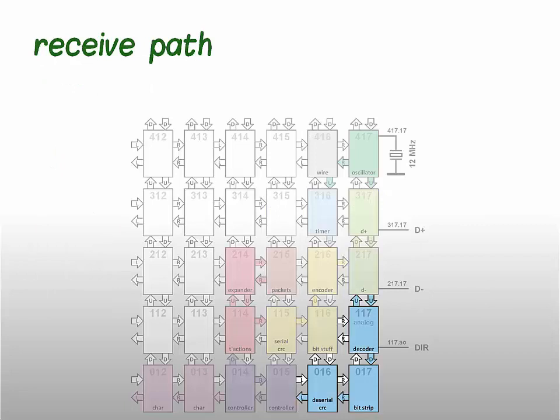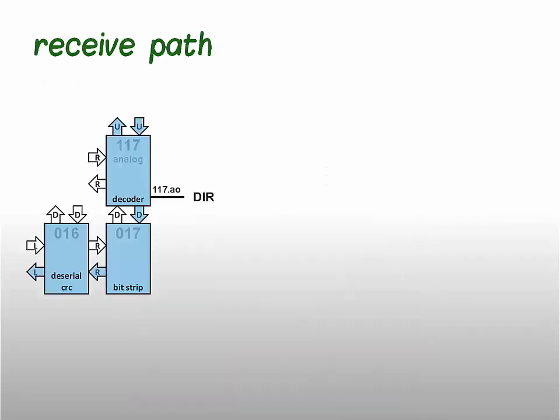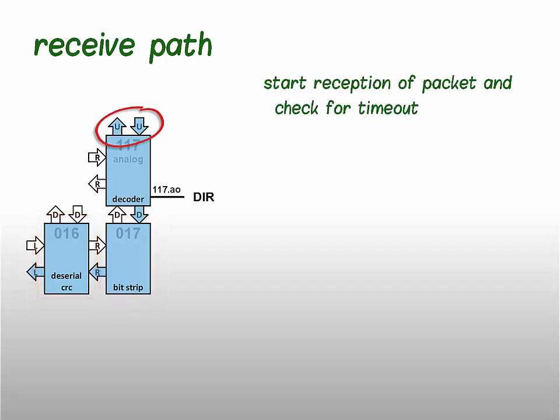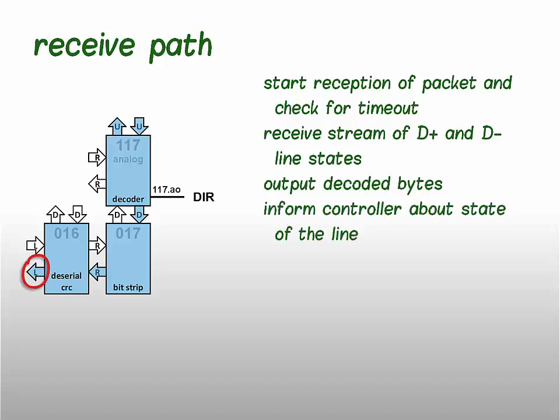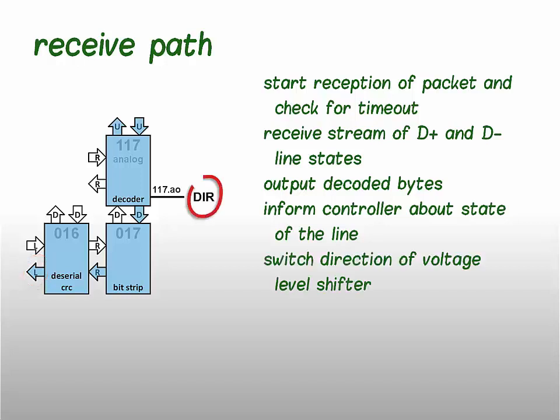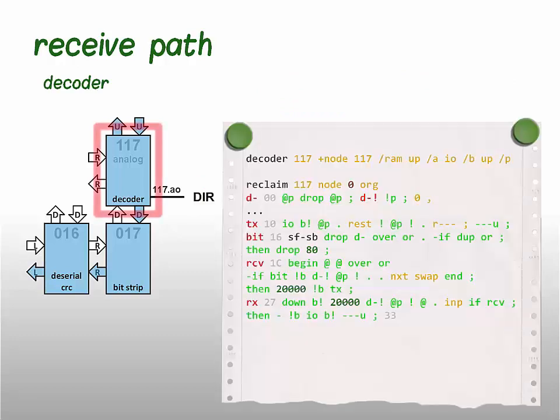Now we'll go quickly through the receive path. It is composed of decoder, bit stripping node, and deserializer and CRC calculator. Receive path starts reception of a packet and checks for possible timeout. It then receives a stream of D plus and D minus line states and outputs decoded bytes. It also informs controller about the device being attached or detached. And as already mentioned, it switches direction of voltage level shifter. Let's have a look at the decoder's code.